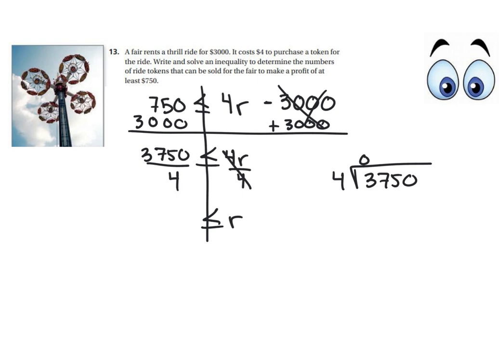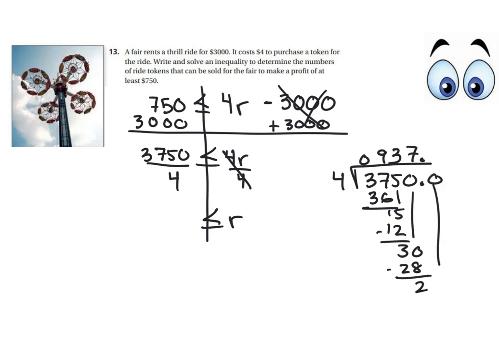4 goes into 37 9 times. 9 times 4 is 36. 4 goes into 15 3 times. 3 times 4 is 12. 4 goes into 30 7 times. 7 times 4 is 28. 4 goes into 20 5 times.